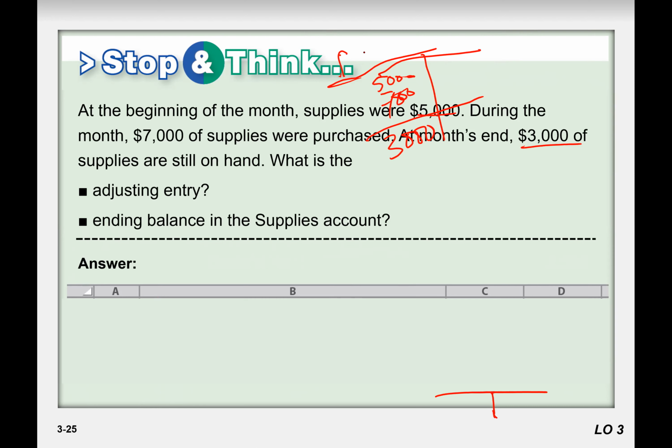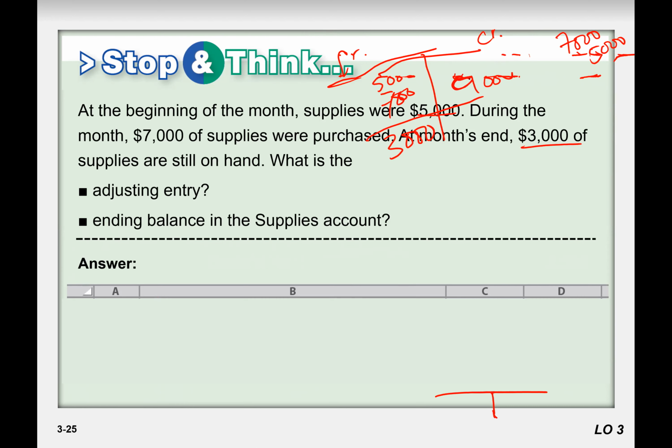So the debit side is how much larger than the credit side? You can say that 7,000 plus 5,000, the answer is 12,000. And from 12,000 minus 3,000, the answer is 9,000, right? So it means 9,000 worth of supplies has been consumed.